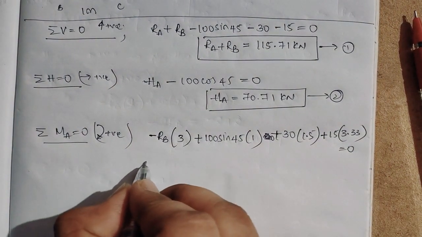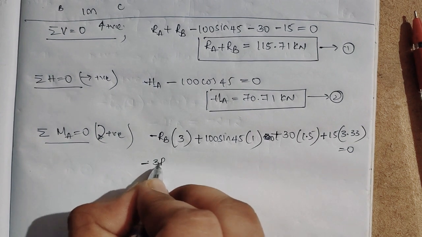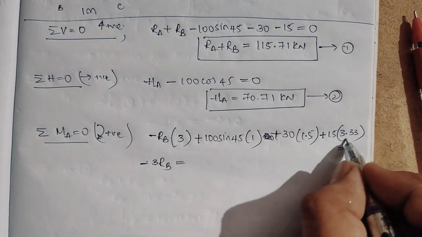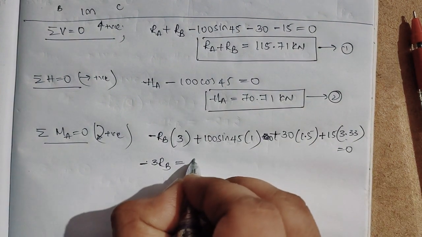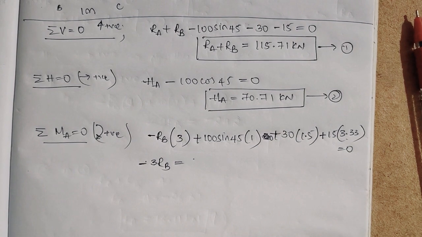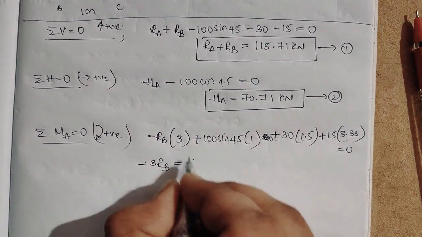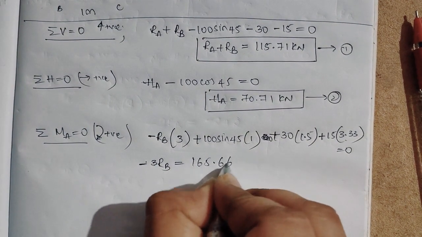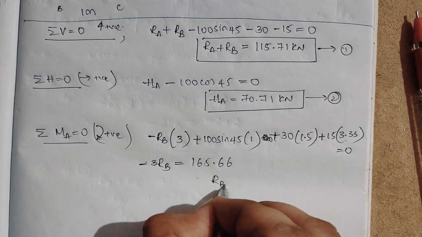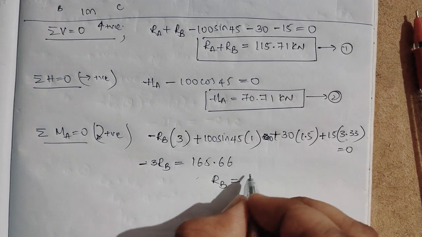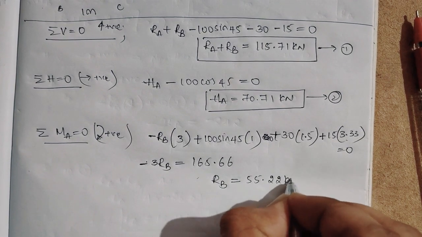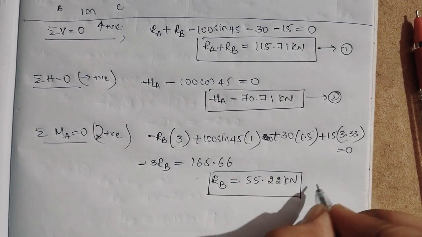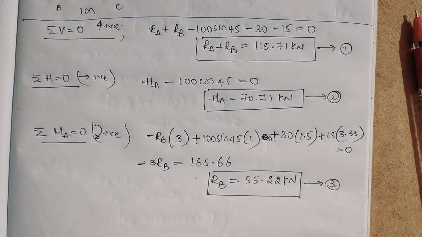So what happens? Minus 3RB is equal to 165.66. So your RB is equal to 55.22 kilonewton. So this is our equation number 3.